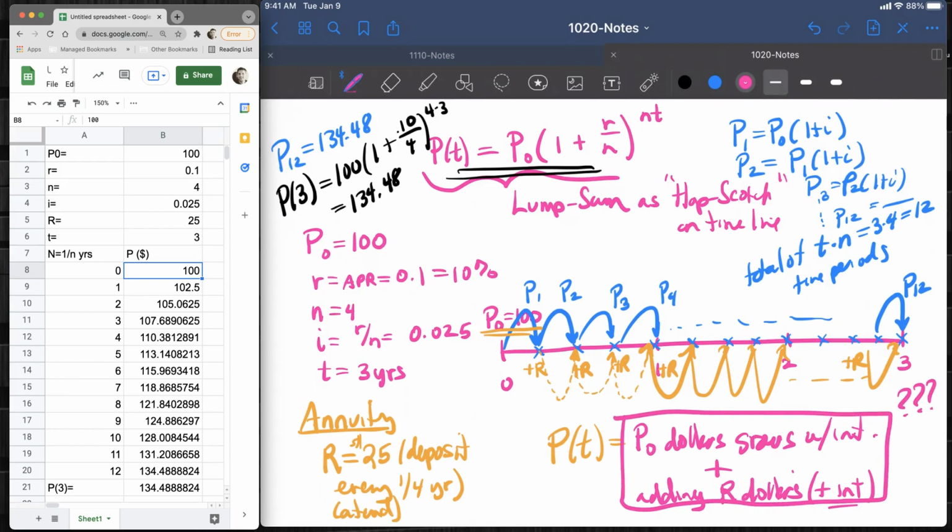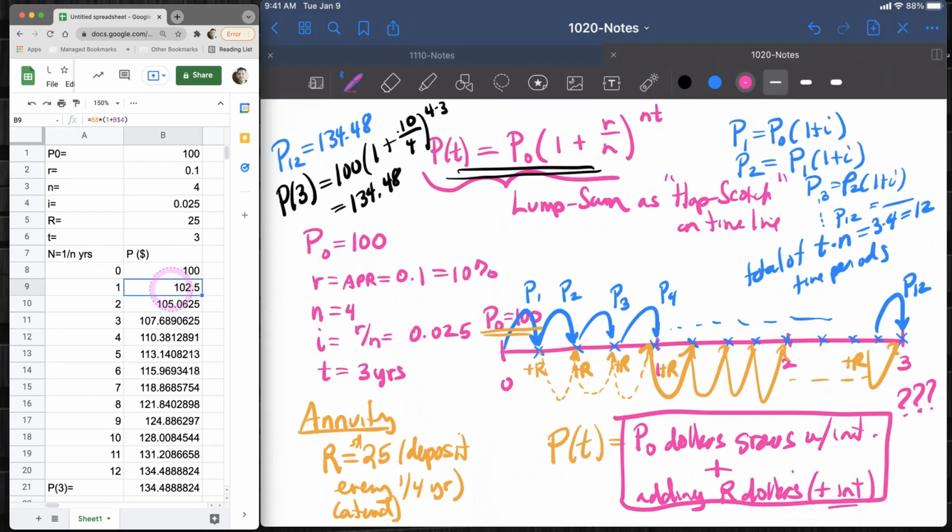That doesn't keep us from figuring out the Excel spreadsheet. So let's see what would happen. How much would we have after 3 years if we deposited $25 to our account every 3 months? Because then it's 4, so that'd be every 3 months. So let's go back to our spreadsheet. We still had the $100. $100 is going to grow.